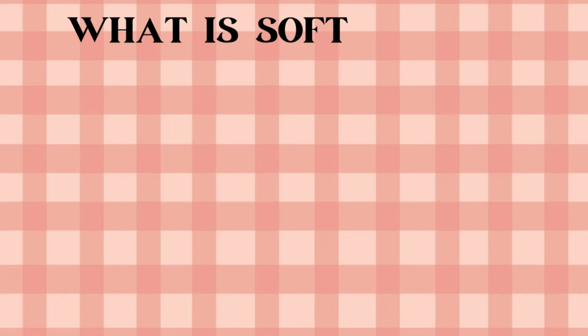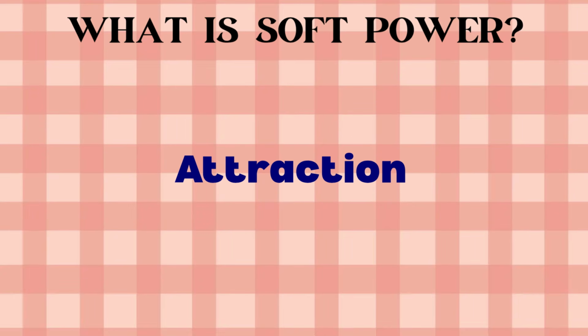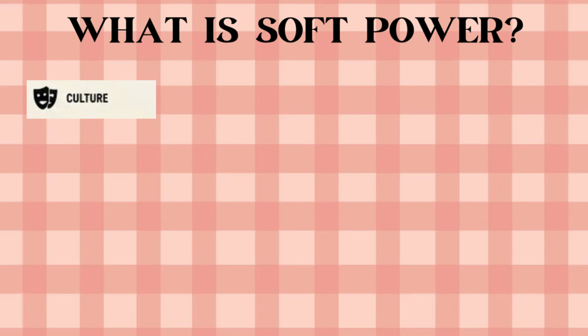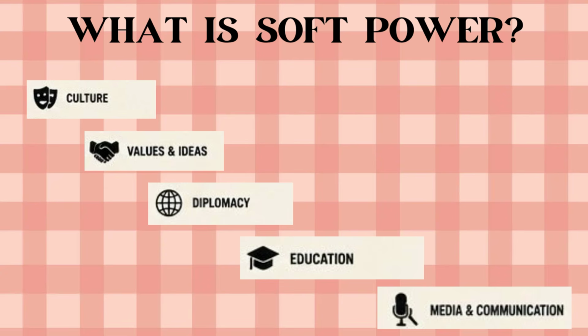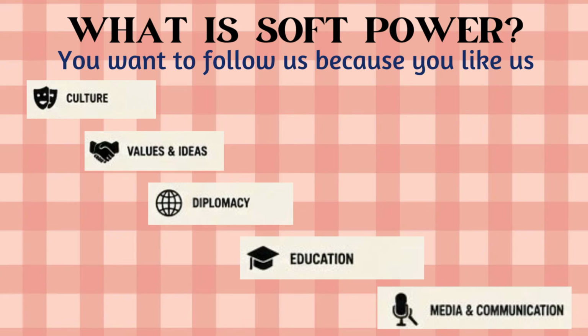Now, what is soft power? Soft power is the ability to influence others through attraction rather than force. Instead of coercion, countries use culture, values, diplomacy, education, media, and technology. Soft power works because people admire and want to imitate a country. In simple terms, soft power means you want to follow us because you like us. Let's understand this better with a few real examples.